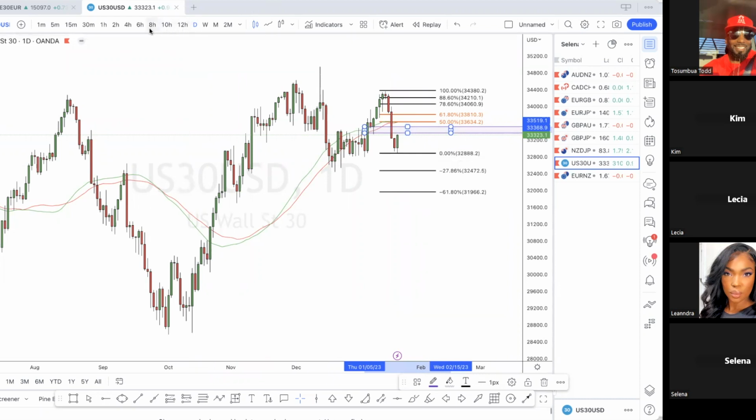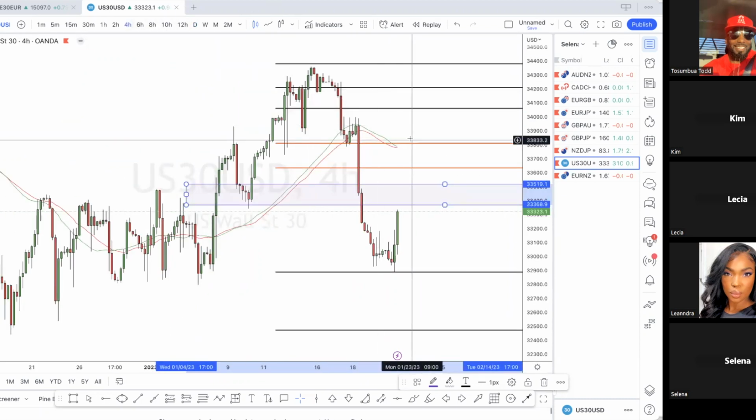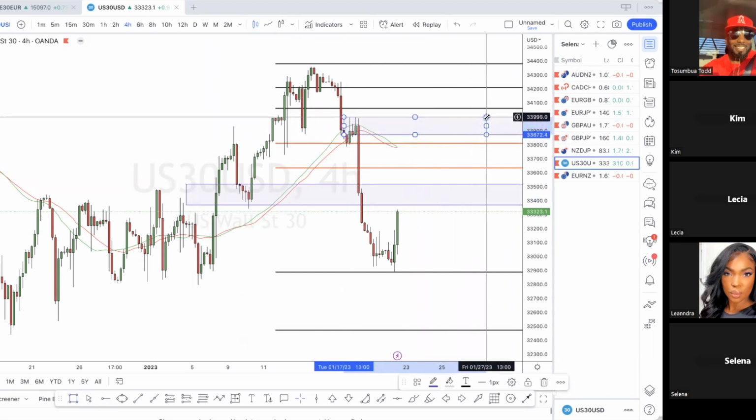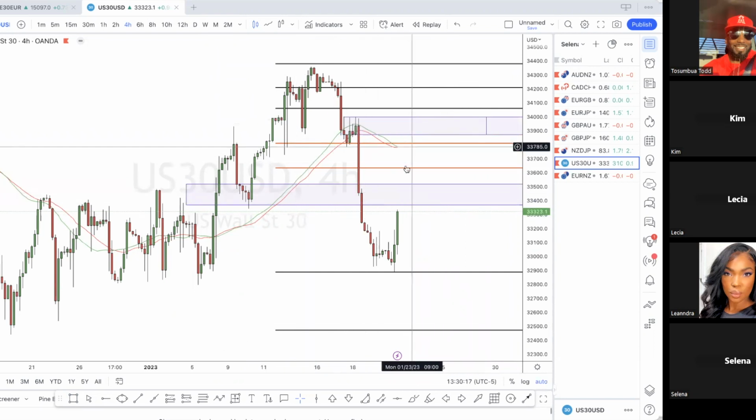Let me go down to the 4 hour. So yeah, it may come up to this area of supply. And then since that was the first initial break of structure, just pull back.